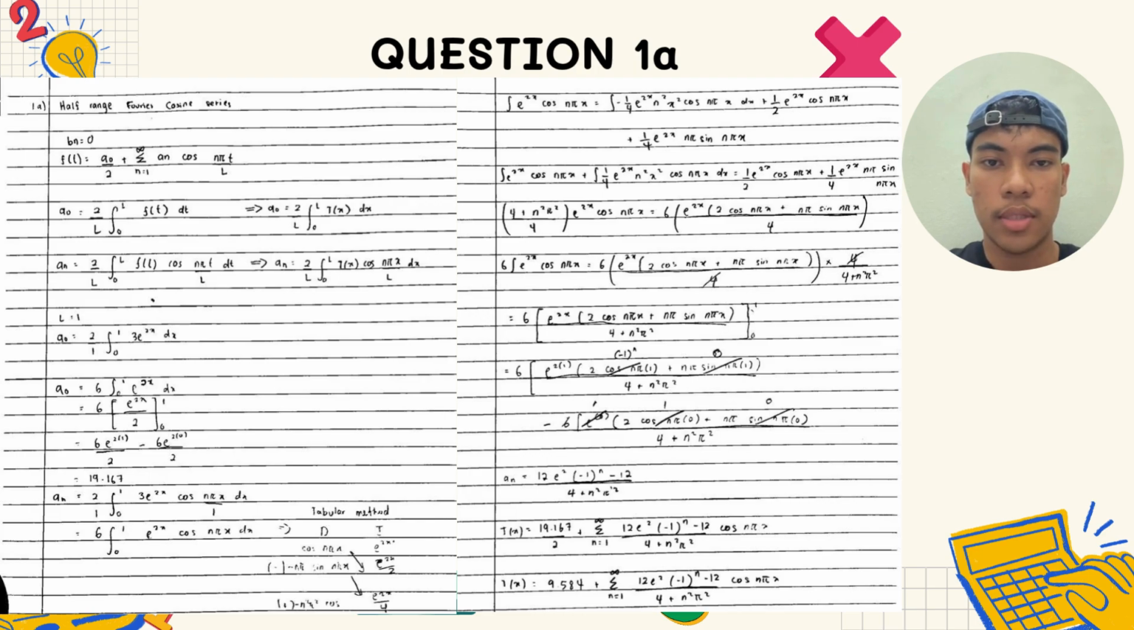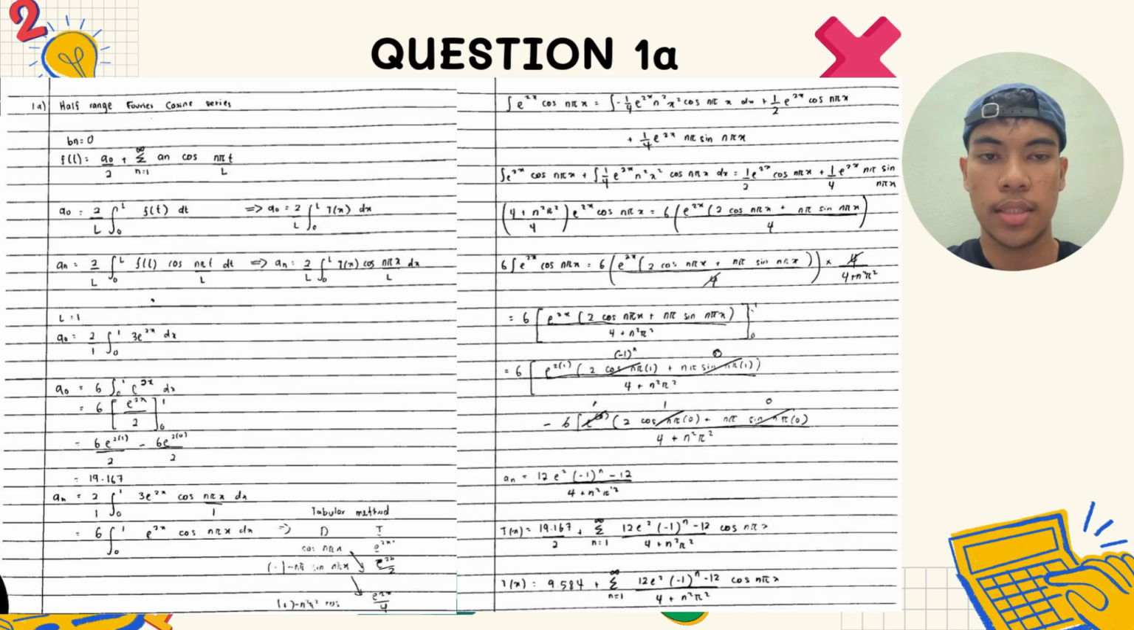Next, I move on to calculating the coefficient for the series by integrating the function multiplied by the cosine terms over the same range. To solve this, I use the tabular method to organize the repeated derivatives and integrals, which allowed me to determine the resulting expression. After substituting the boundaries of 0 and 1 into the expression, I simplified the result to the form shown here, which is equal to 12 e squared times negative 1 to the power of n minus 12 over 4 plus n squared pi squared. Finally, I assembled the complete series.